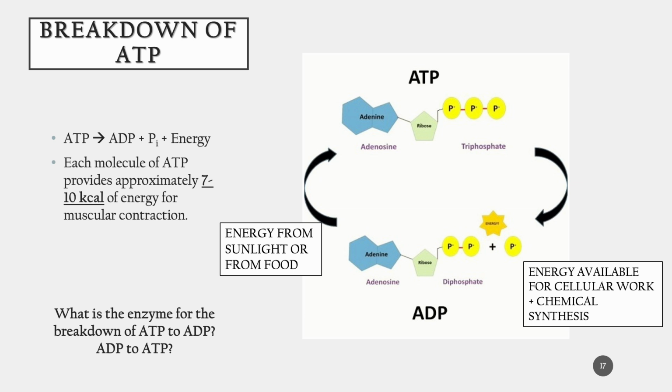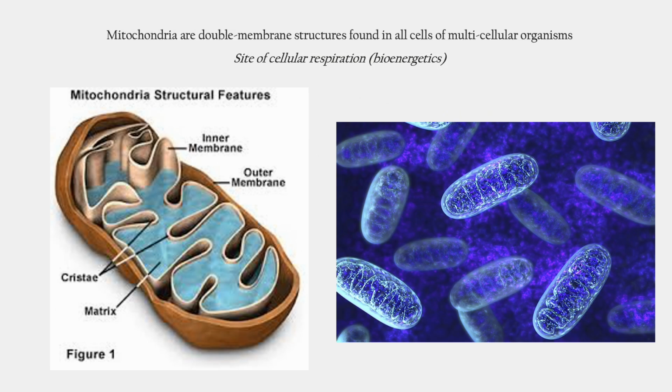Another part of this slide: each single ATP molecule provides approximately 7 to 10 calories of energy for muscular contraction, which is important for our calculations later on, but that's also a good multiple choice test question. So ATP is a part of every single energy system: ATP-PCr, glycolysis, and Krebs.